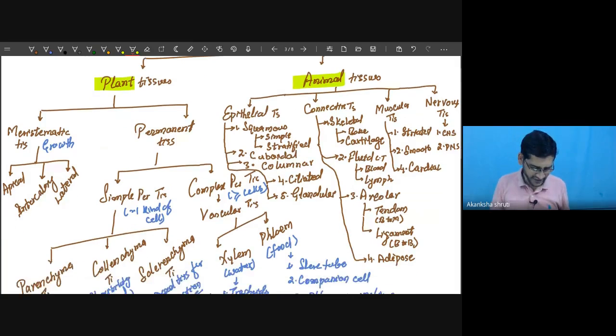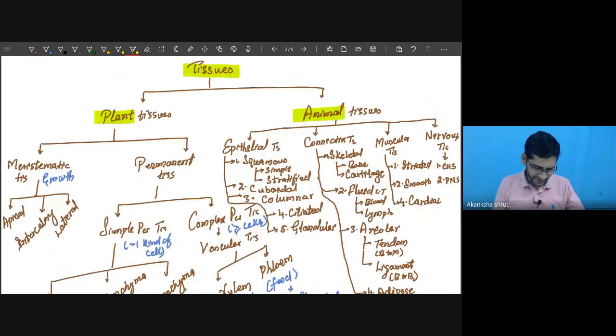Then these plant tissues, if they are growing, are called meristematic tissues, which are further classified as apical. These apical are present at the growing tip. So the tip of the plant, yes, the tip like the shoot or the root. So at the tip of the shoot and root, this apical is present.